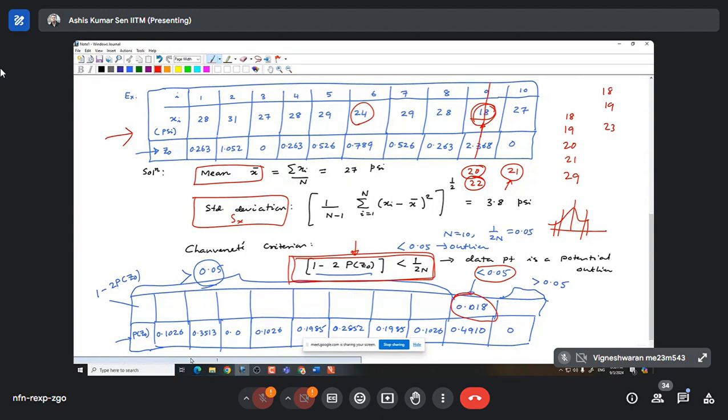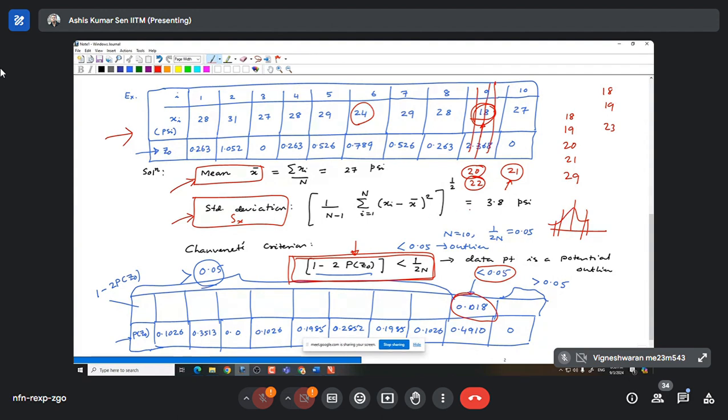Sir, one doubt. Sir, this outlier will not depend on the data trend? It will only depend on the region. Yeah, it will depend on how the data is distributed, basically. Now the question is, when you have identified the outlier, what do you do with it? You basically throw that data completely and recalculate the mean and standard deviation.